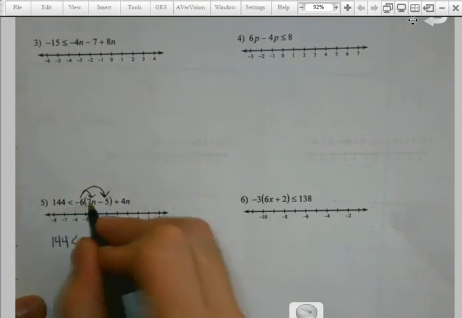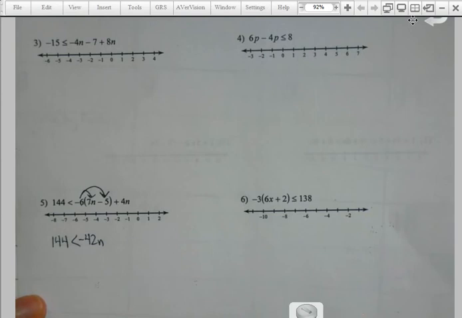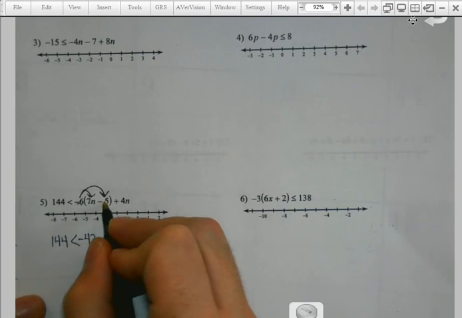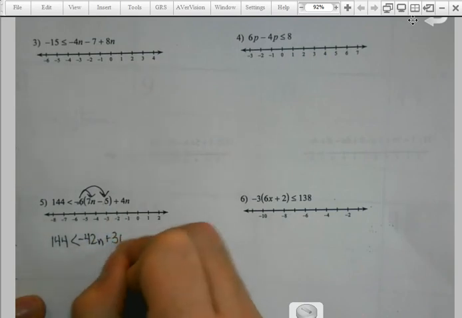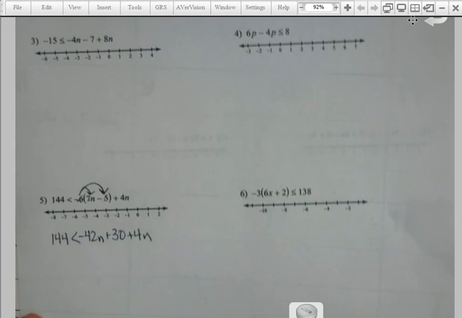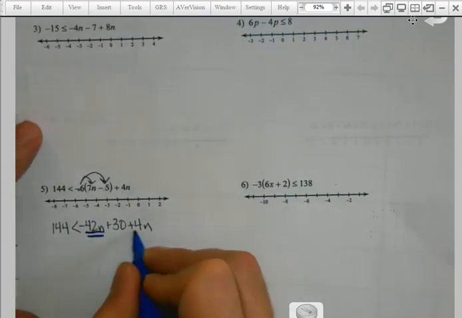So negative 6 times 7 is negative 42. What happens when I do negative times negative? Yeah, so negative 6 times negative 5 is positive 30. I don't distribute to the 4n, it's not in the parentheses. So I go, okay, do I have any like terms that are on the same side of my arrow? I do.